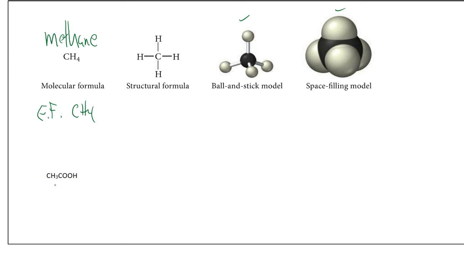Next is acetic acid. Acetic acid has the formula CH3COOH. Here, the empirical formula can be written as CH2O. That is, if the molecular formula, I'm just going to write it slightly differently, C2H4O2, that can be reduced down to CH2O. Now, lots of different compounds have that same empirical formula, but only acetic acid will have that molecular formula.